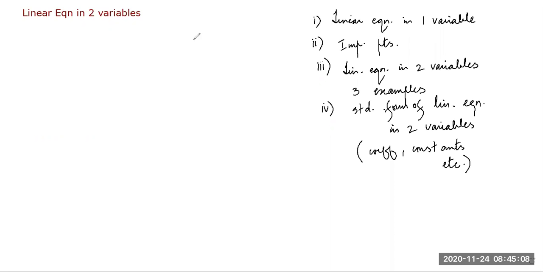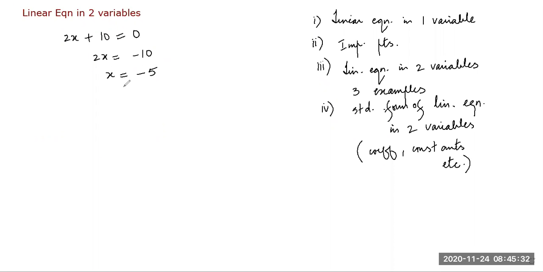Students, we have one equation, let's say 2x plus 10 is equal to 0. This is the example of linear equation in one variable, and here the variable is x. So here we will get 2x is equal to minus 10 and x is equal to minus 5.